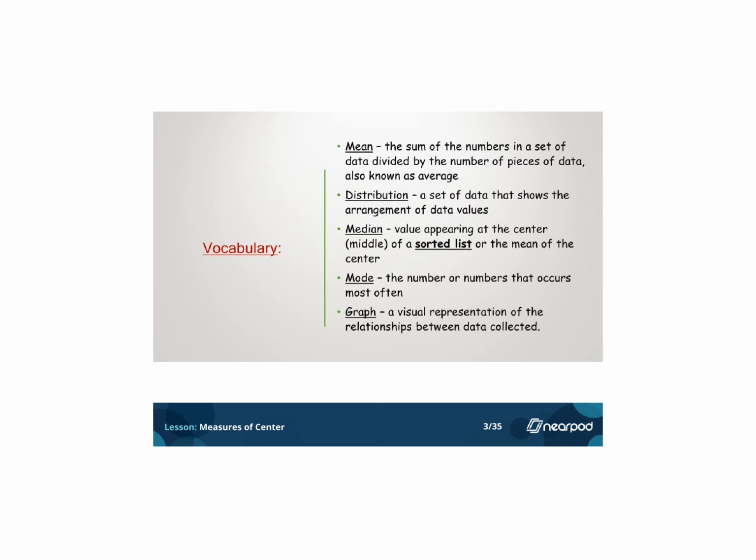Our third word, median, the value appearing at the center, middle of a sorted list, or the mean of the center. So this has two parts, two different ways you can find median. Then our fourth word is mode, the number or numbers that occur most often. So this is given from a list of numbers. Our last word is graph. Graph, a visual representation of the relationship between data collected.